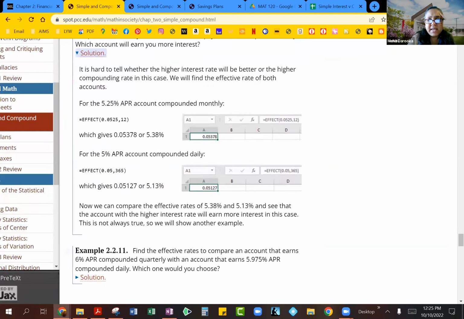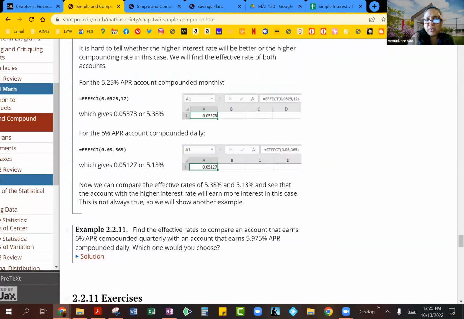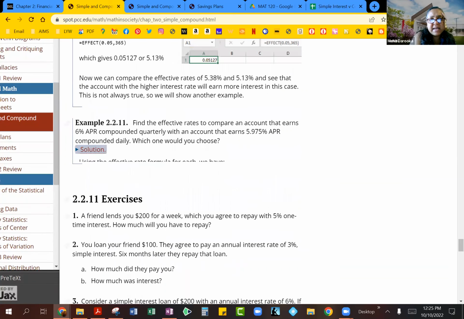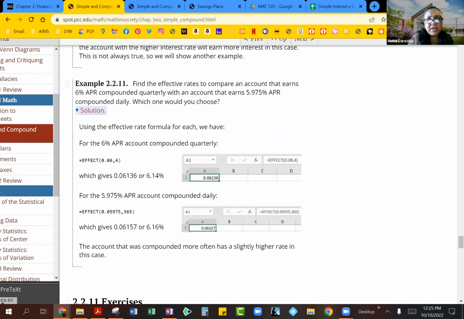And so, of course, in this case, if this was a savings account or something, we would want to go with the 5.38%. They kind of do the same thing over here in this example. So this time we are comparing 6% compounded quarterly, and then 5.95%, which is compounded daily. So interest rates are pretty close to each other. So let's see what happens with the quarterly and daily.